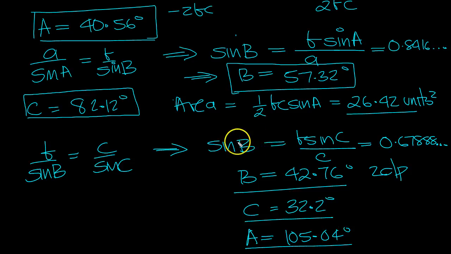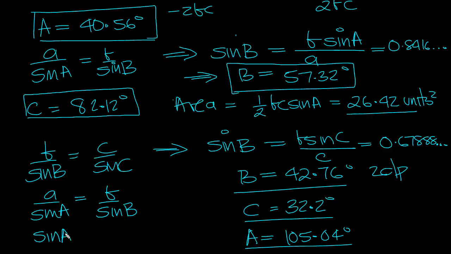Okay, good. So now what's left? Well, we need to get side A, don't we? So A over sine A, 105.04. I'm just going to write sine A here, save time. Is equal to B over sine B.